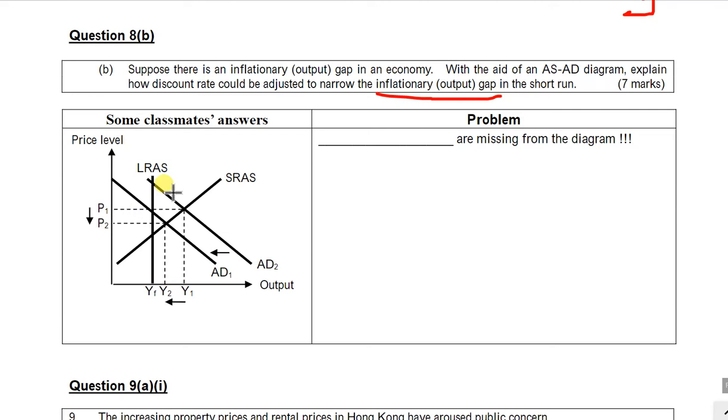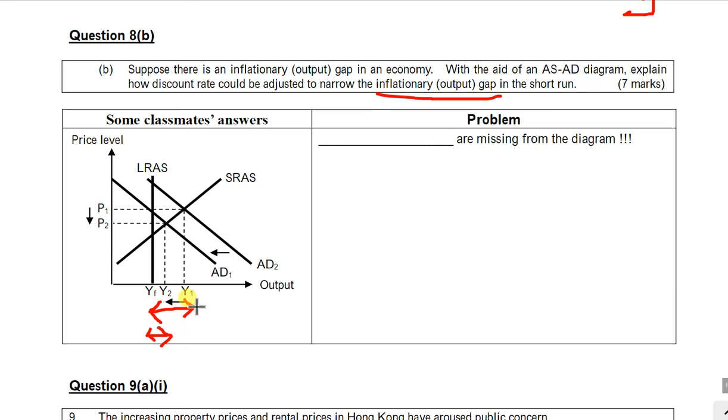And in your diagram, of course, you need to show the inflationary gap. You can't just draw the diagram without the inflationary gap. This is the most important thing that you have to find out for this question, right? And that's why you must show me this is the initial gap from YF to Y1. And this is the new gap from YF to Y2.